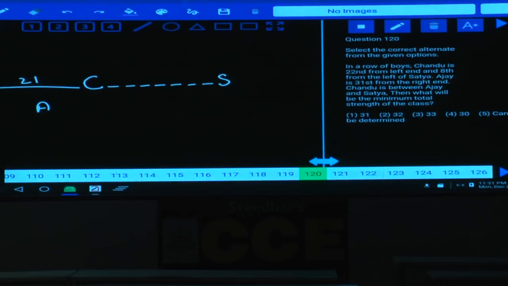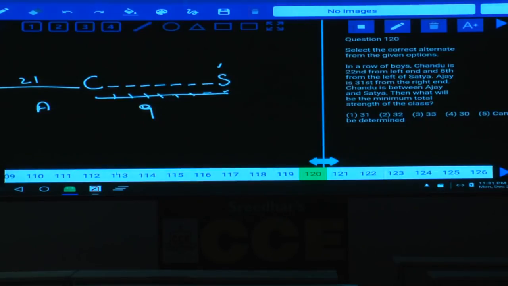Now this C is in between. Ajay is 31st from the right hand. As Ajay is 31st from the right hand, now sir, in between this one, Chandu is 22nd and 8th from the right. Now 3, 4, 5, 6, 7, 8. 1, 2, 3, 4, 5, 6, 7, 8, 9 persons are there, isn't it?